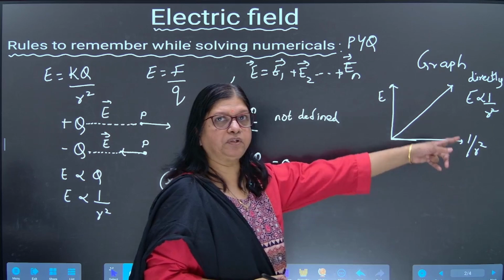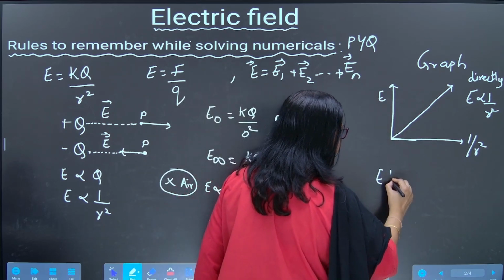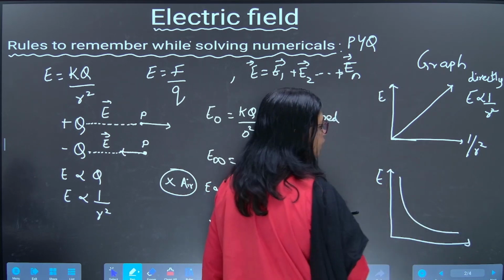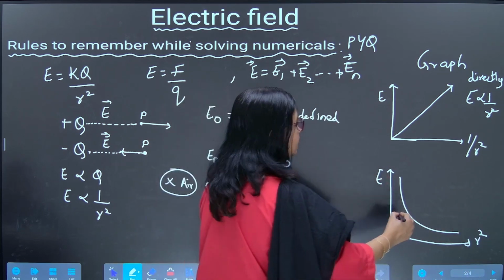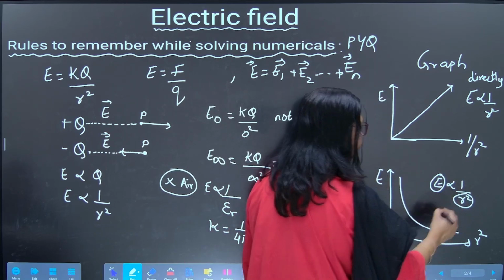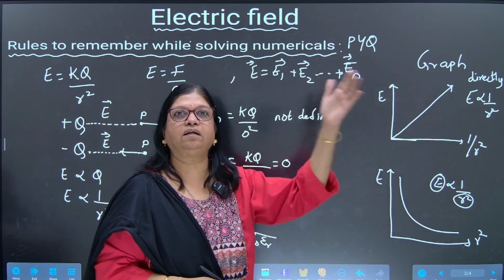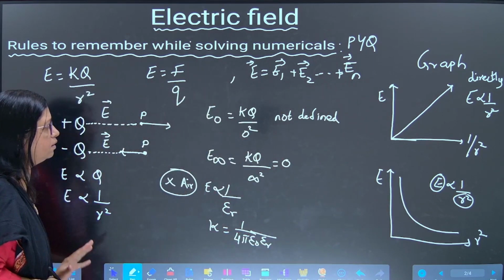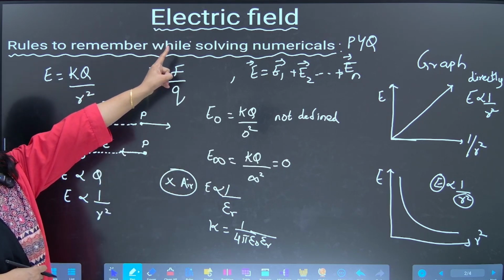If I read the same thing as E is inversely proportional to R square, then how do I draw a graph? I will get a negative graph, where the x-axis is R square. Fine. So how to read this as E is inversely proportional to R square. So these are the possible graphs which we will see even in the later derivations. These are the basic points to be remembered whenever the question is upon the electric field.